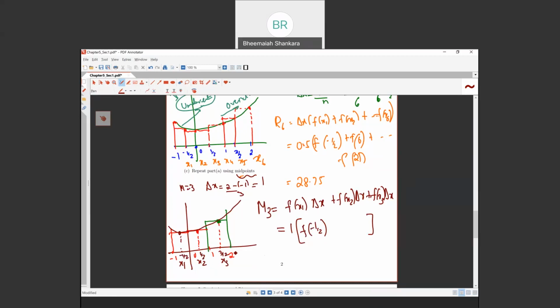So this is f at 1 half and f at 3 halves. You know where to plug in the given function, and then simplify, it is 13.25 times 2, which is 26.5.